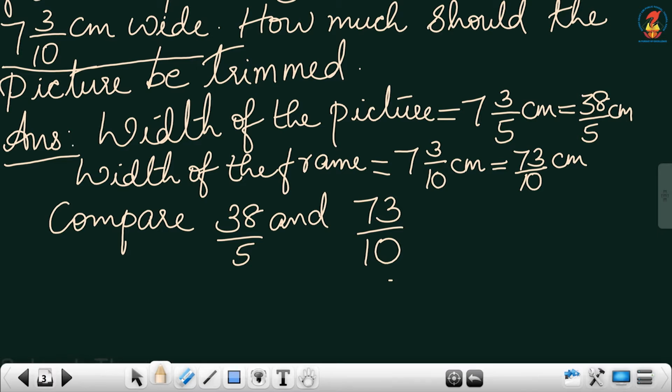Why are we doing this comparison? First we have to find whether the width of the picture is larger than the width of the frame. So, how will we do the comparison? First you find the LCM. What is the LCM of 5 and 10? Those who are having doubt, do the division method. The LCM of 5 and 10 is 10.